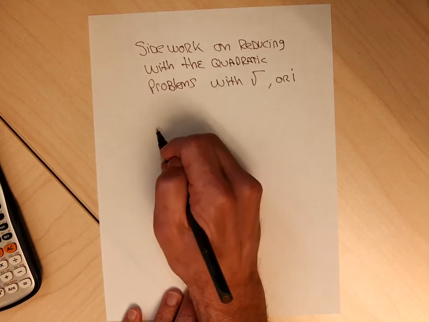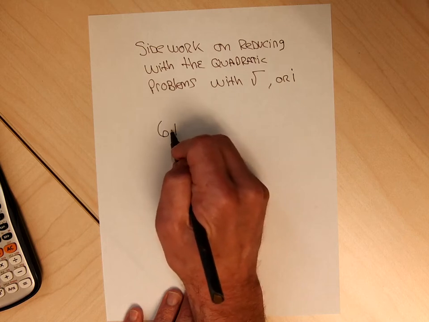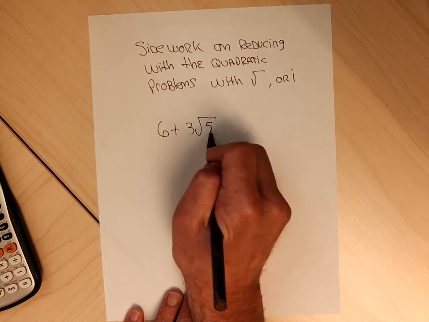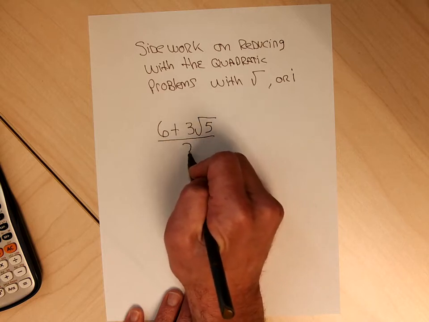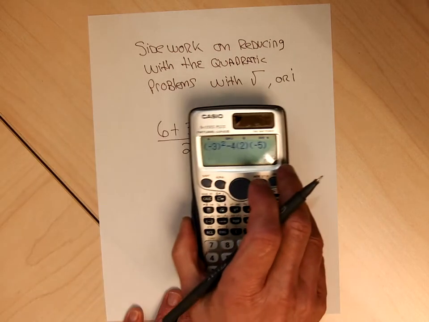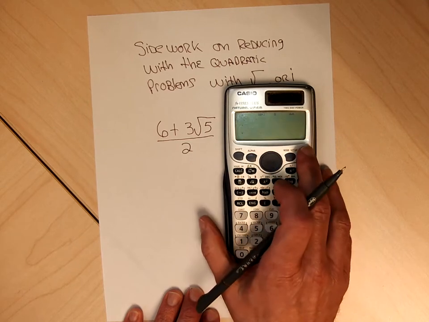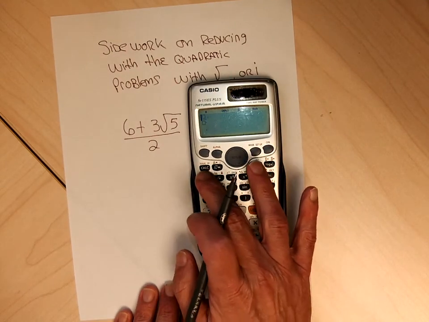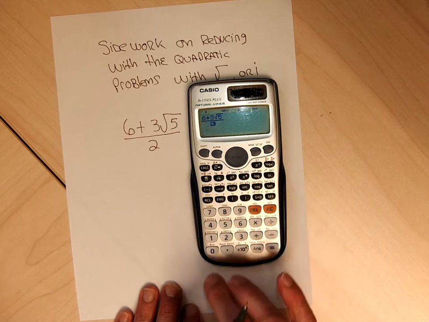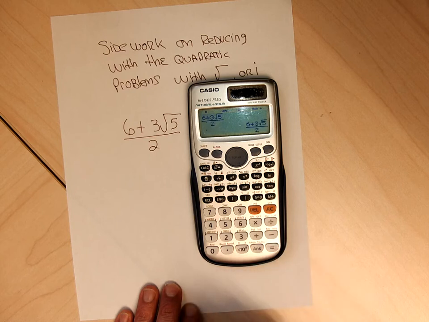But if I had something like this, if I came out to this 6 plus 3 square root of 5 over 2. I'm not going to do the plus or minus because my calculator can't. Let me show you on my calculator what it would do for this problem. This would be the industry standard for reduction. My calculator knows what good reduction is, and it knows that that shouldn't be reduced. If I wanted to reduce this, I'll show you what I need to do.